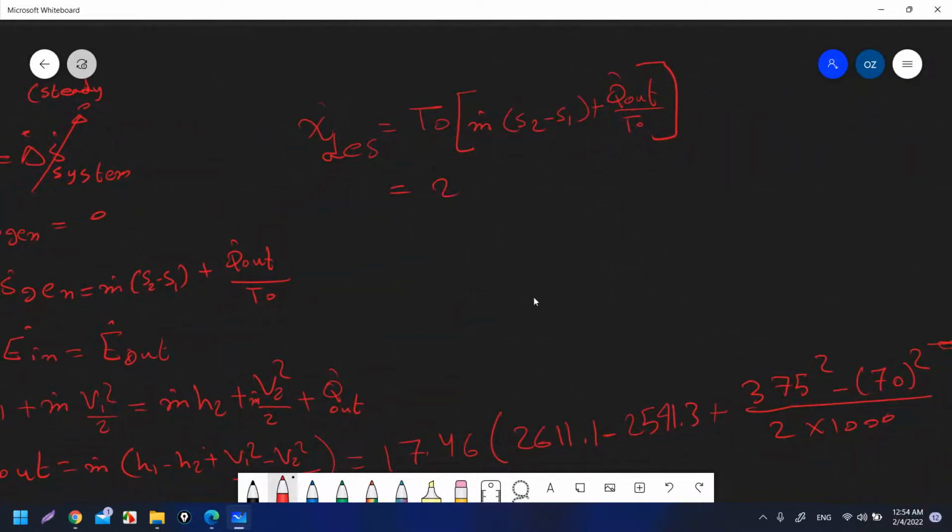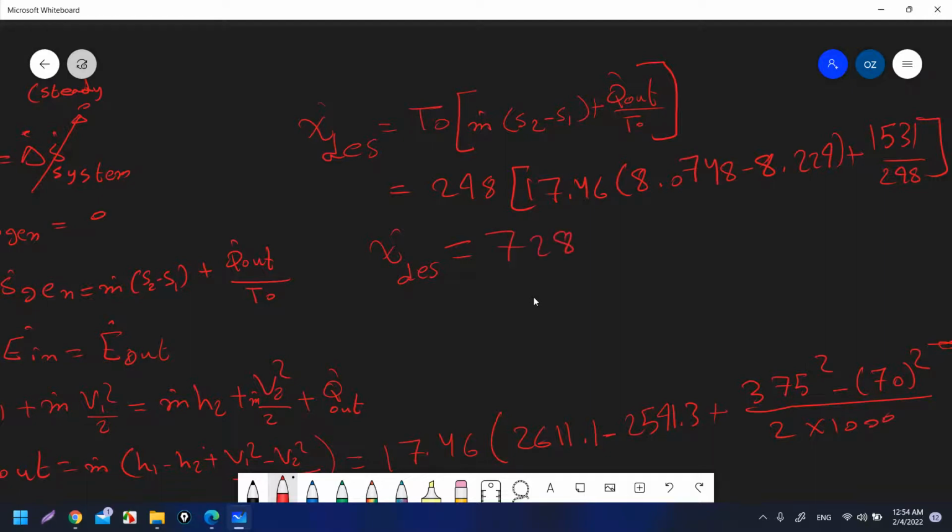and this is equal to 17.46 times (8.0748 minus 8.229) plus 1531 over 298, and this will give you X destroyed equal to 728.7 kilowatts, okay, or kilojoule per second.